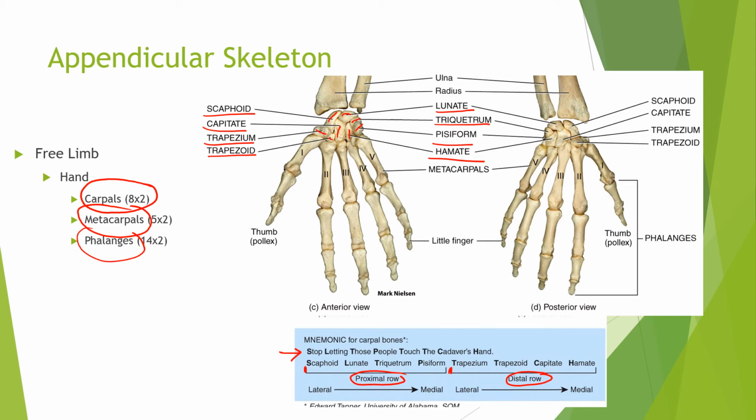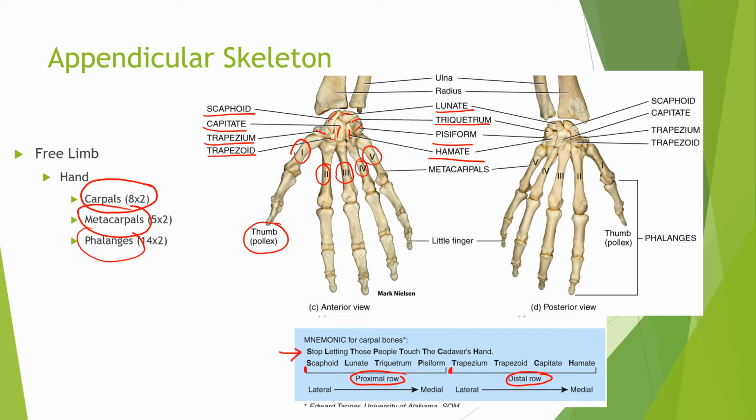Now, the metacarpals are the bones that make up the palm of the hand. We always start with the thumb, or the pollex. Therefore, we call the one that's associated with the thumb the first metacarpal. The pointer finger consists of the second metacarpal, middle finger, third metacarpal, ring finger, fourth metacarpal, fifth metacarpal pertains to the pinky.